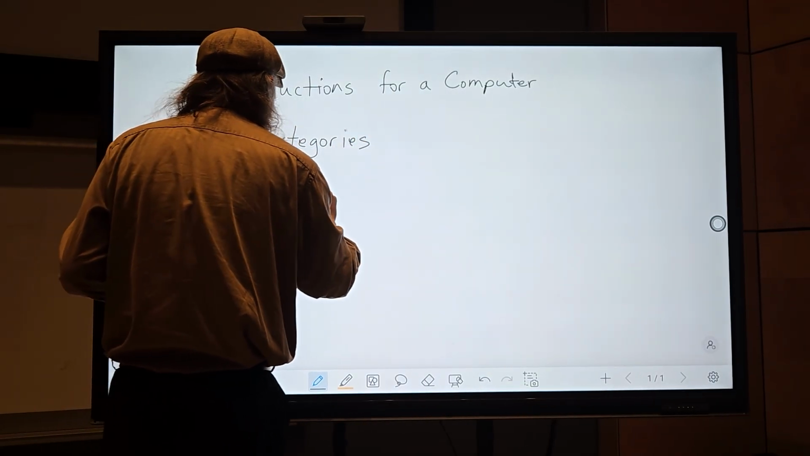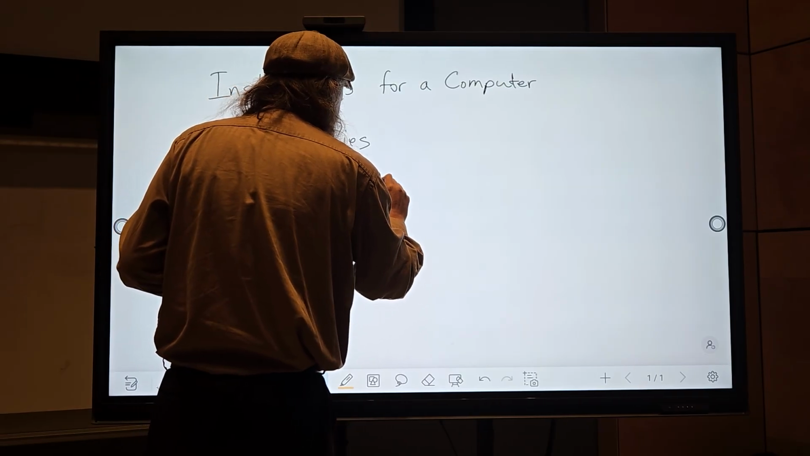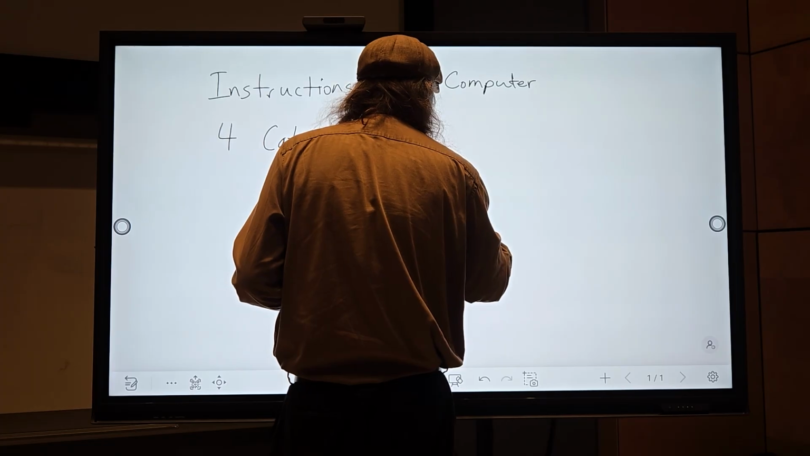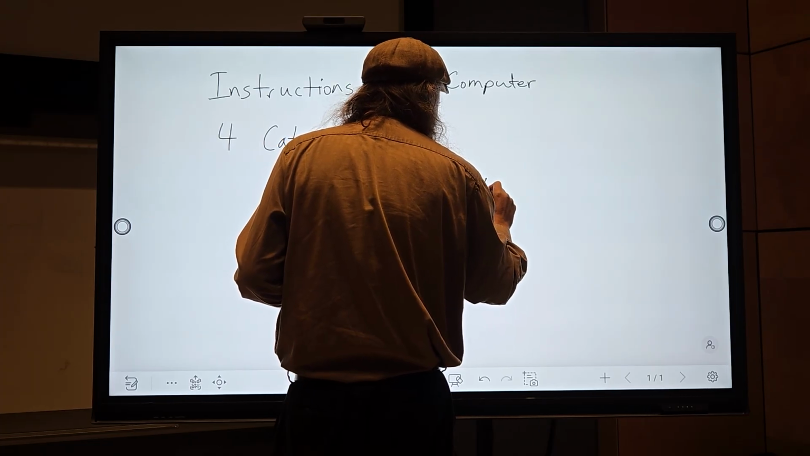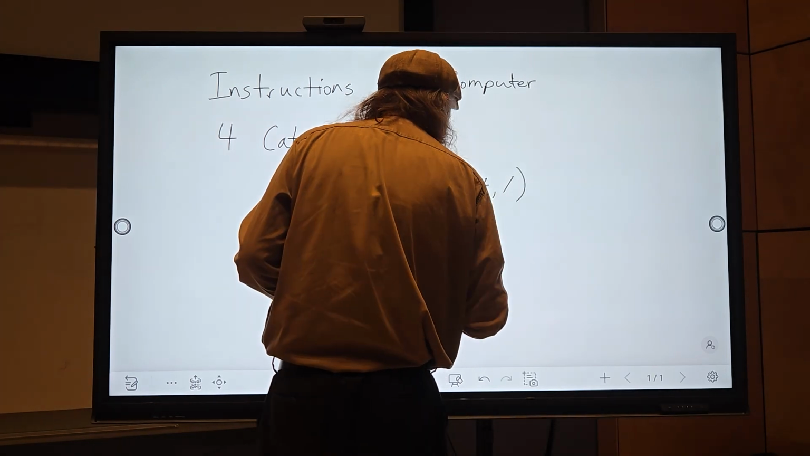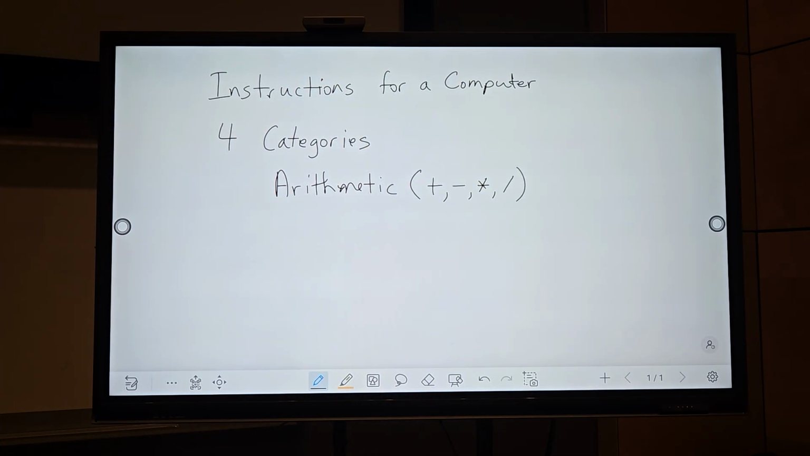Arithmetic, which is your plus, minus, multiplication, and division. Most computers, most processors can only do those four operations. More complex operations have to be coded in software to break down into those four operations.